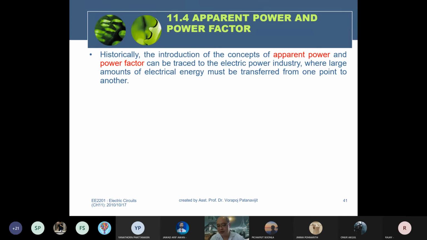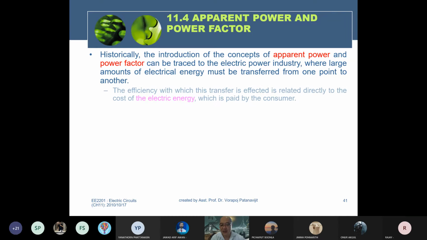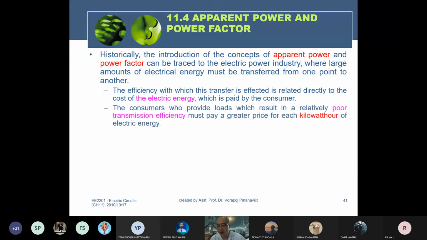Historically, the introduction of the concept of the apparent power and the power factor can be traced to the electric power industry, where a large amount of electrical energy must be transferred from one point to another. The efficiency with which this transfer is effected is related directly to the cost of the electric energy, which is paid by the consumer. A consumer who provides a load which results in relatively poor transmission efficiency must pay a greater price for each kilowatt hour of electrical energy.